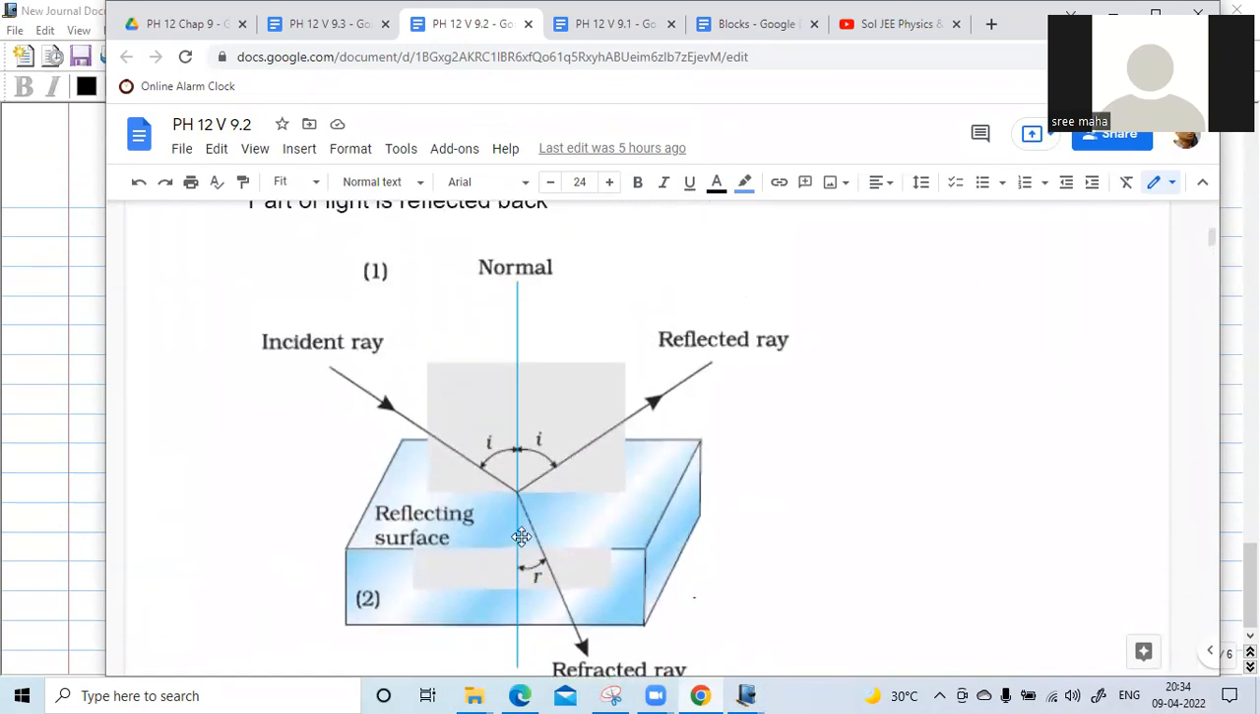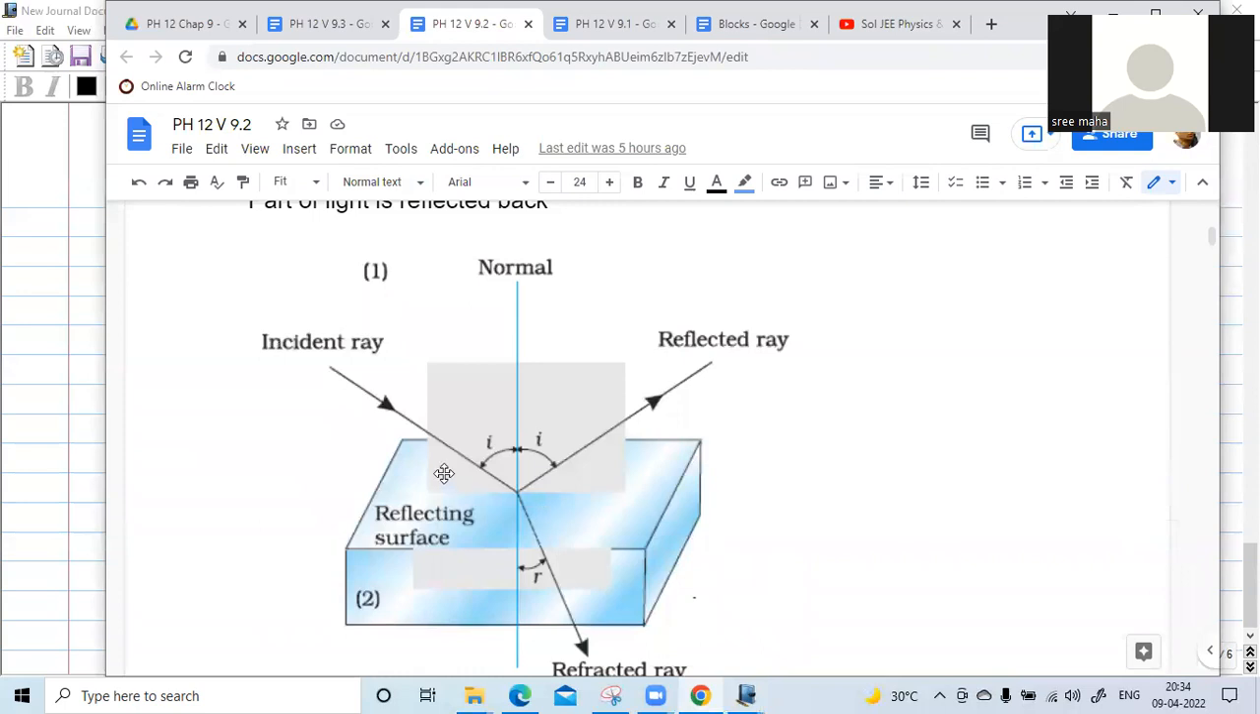Because the angle is measured from the normal. Since the angle is less, the incident ray projected in the forward direction would be like this. So when it moves into the denser medium, the refracted ray will move towards the normal. Okay, so this fact, can you relate it to another fact?